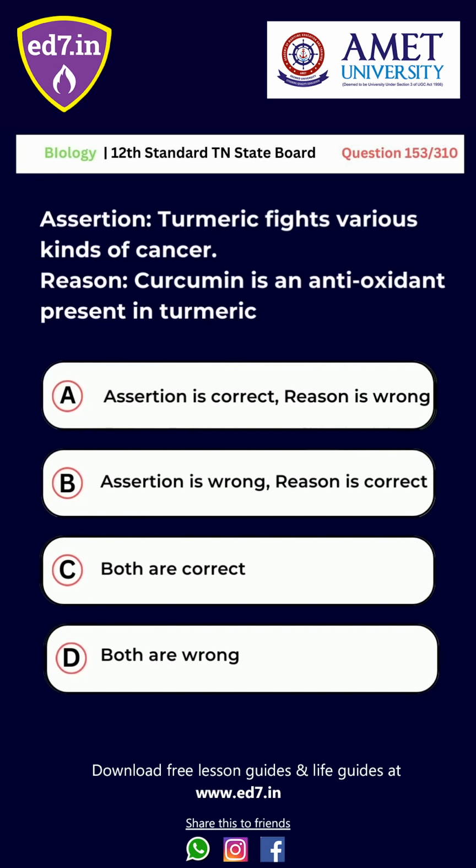Question number 153. Assertion: Turmeric fights various kinds of cancer. Reason: Curcumin is an antioxidant present in turmeric. Option A. Assertion is correct, reason is wrong. Option B. Assertion is wrong, reason is correct. Option C. Both are correct. Option D. Both are wrong. And the right answer is option C. Both are correct.